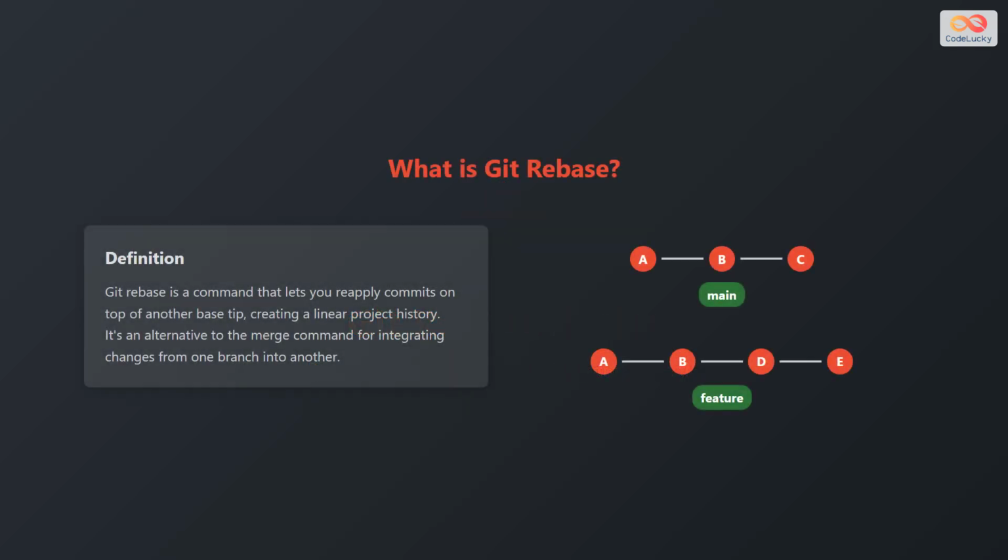Git Rebase is a command that lets you reapply commits on top of another base tip, creating a linear project history. It's an alternative to the merge command for integrating changes from one branch into another. Here's an example. On the top, we have a main branch which has commit A, B, and C. And at the bottom, we have a feature branch which has commit A, B, D, and E. Now let us see how rebase works.